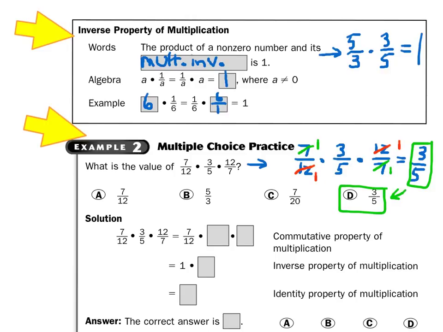So then I just multiply the numerators. 1 times 3 times 1 gives me 3. 1 times 5 times 1 gives me 5, so I get 3 over 5. And that would match choice D.